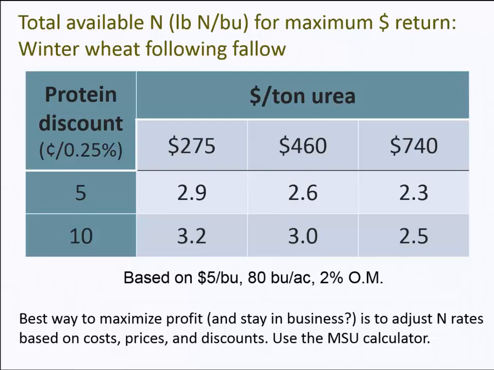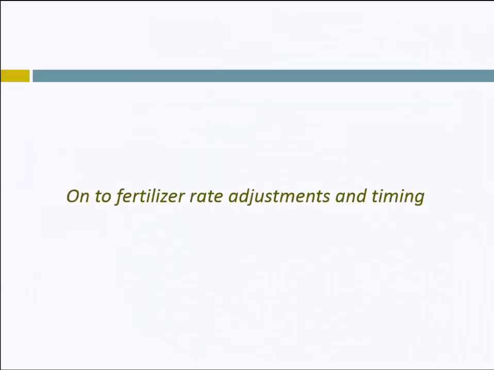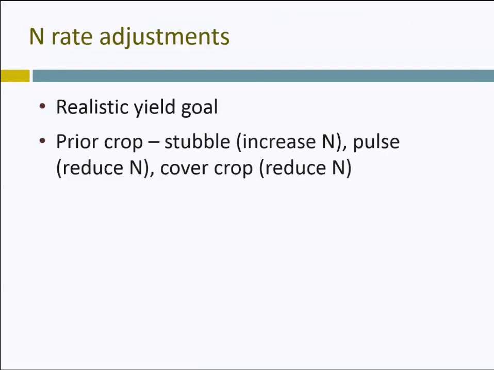So the best way to maximize profit and maybe even stay in business is to adjust nitrogen rates based on costs, protein prices, and discounts, and then to use the MSU calculator. So how might you adjust your nitrogen rate?